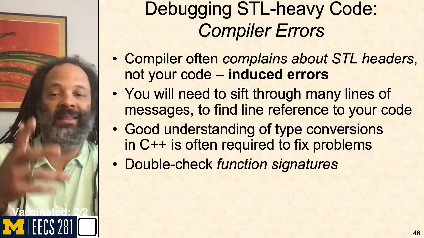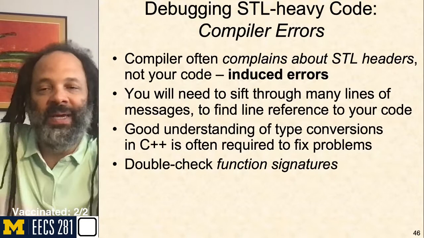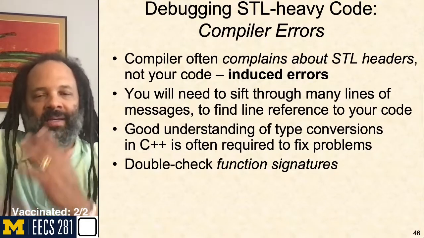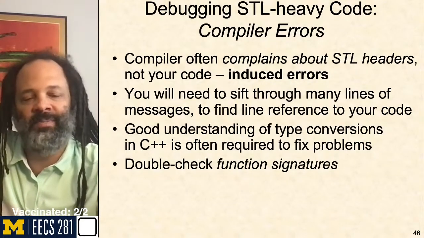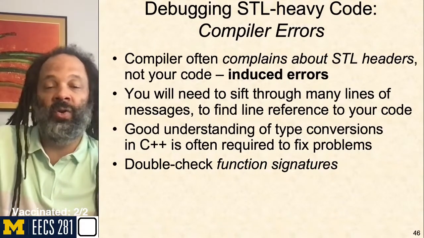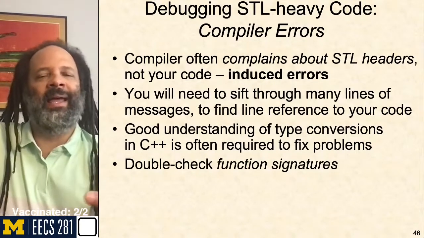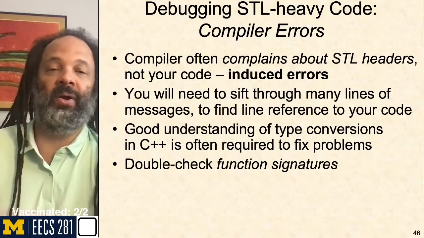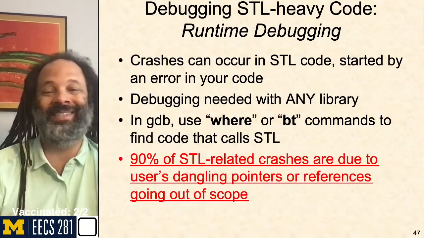Sometimes there are 4, sometimes 400 lines of error, and it's hard to make sense of them. The problem is the types. So go back, double check your function signatures and try to figure out what it is saying. It's like, this parameter one should have been of type this, but it is of type that. So then you can look in your code and say, well, did I really declare parameter one of the right type? That's what's going to help you get past most of your compile errors in the STL.